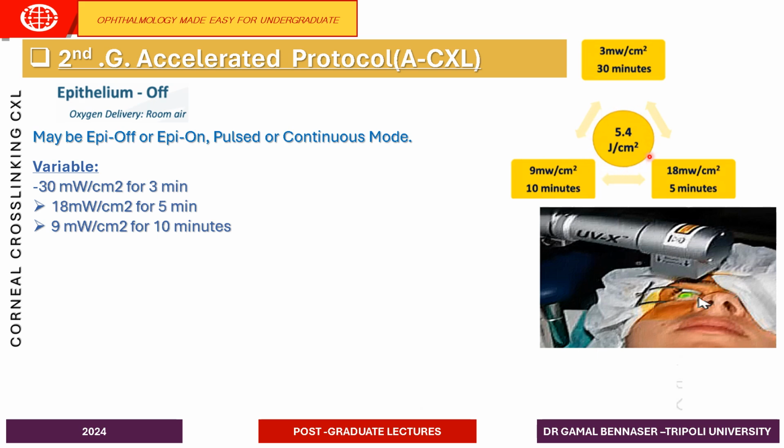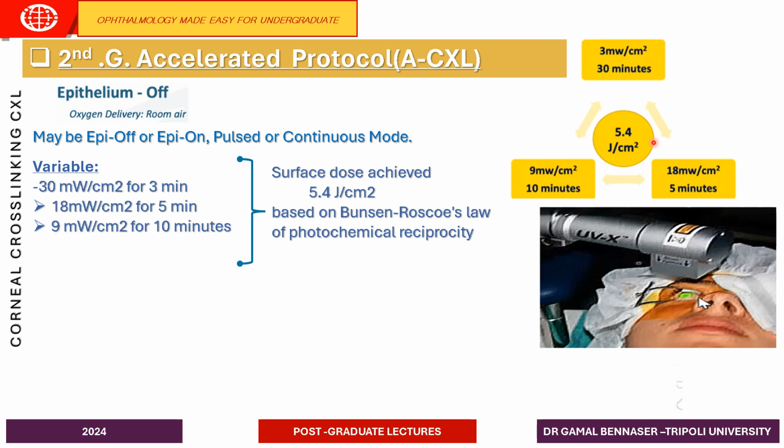This total amount of energy is 5.4 joules. So we can adjust the intensity by increasing the intensity and reducing the time, but we keep the whole amount of energy exposure at 5.4. So this is what is meant by accelerated protocol, and this is based on the Bunsen-Roscoe law of reciprocity. I will explain about it later.